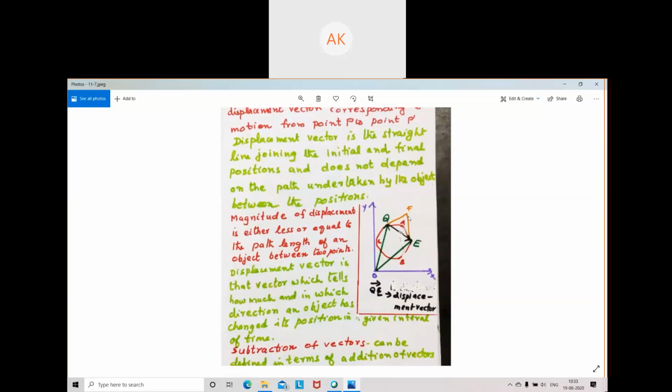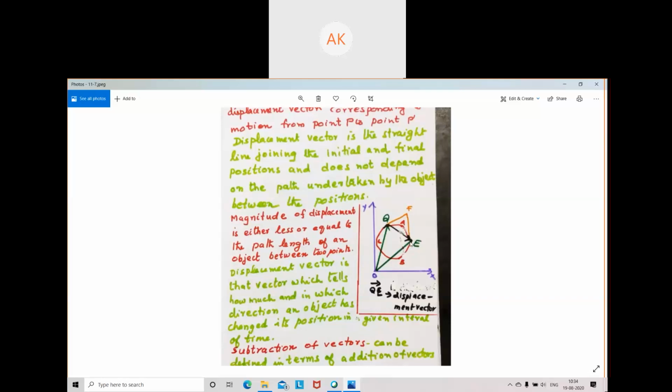QFE, you can take, along this path also. You can go and reach the point E. Different paths you can select. That gives the path length when the body moves from Q to E. Displacement vector is actually the straight line distance from Q to E. So when you draw a straight line from Q to E, that represents the displacement vector. Other distances are only distance or path length.